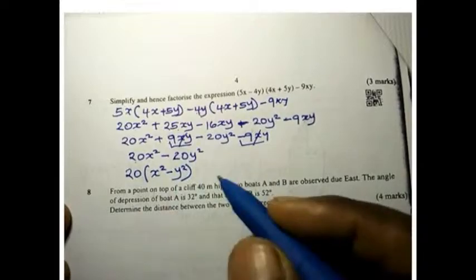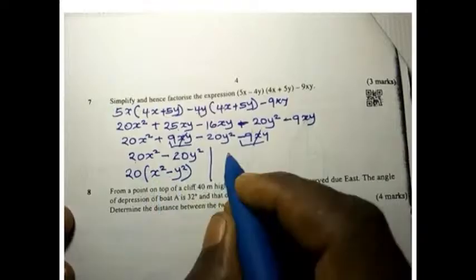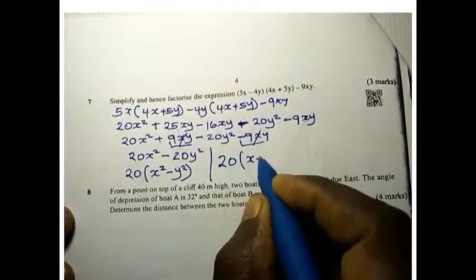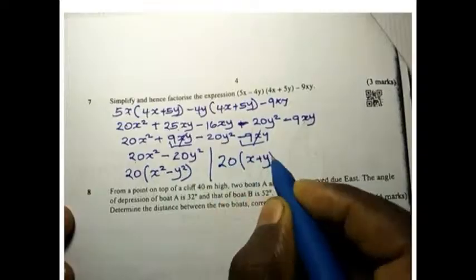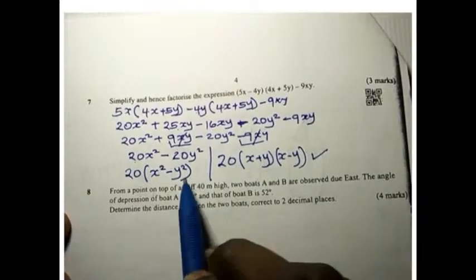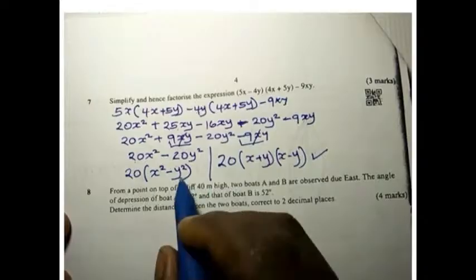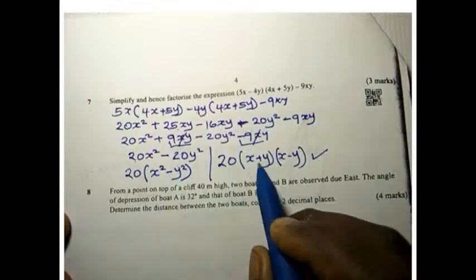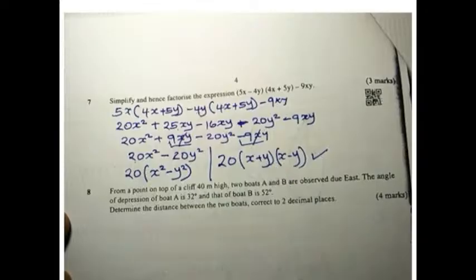This expression here is a difference of two squares, so this one is going to be 20 into x plus y, x minus y, and that is the final expected answer. I said this is a perfect square, but it is a difference of two squares. I meant that difference. So this is how it is written. A difference of two squares.